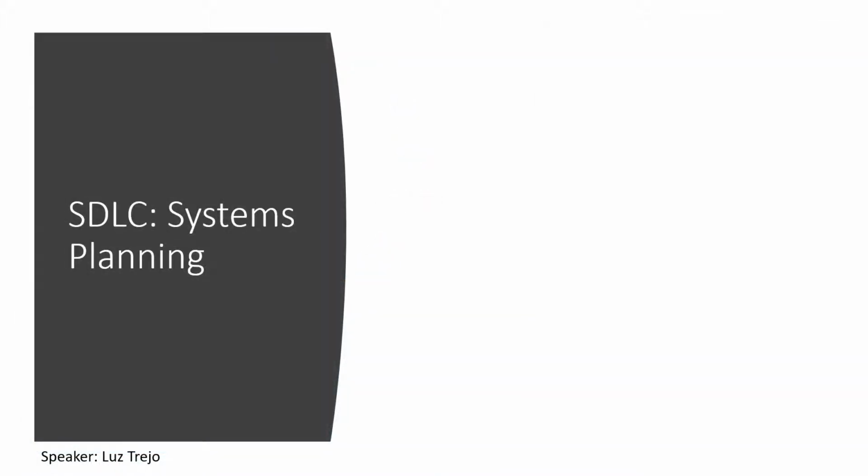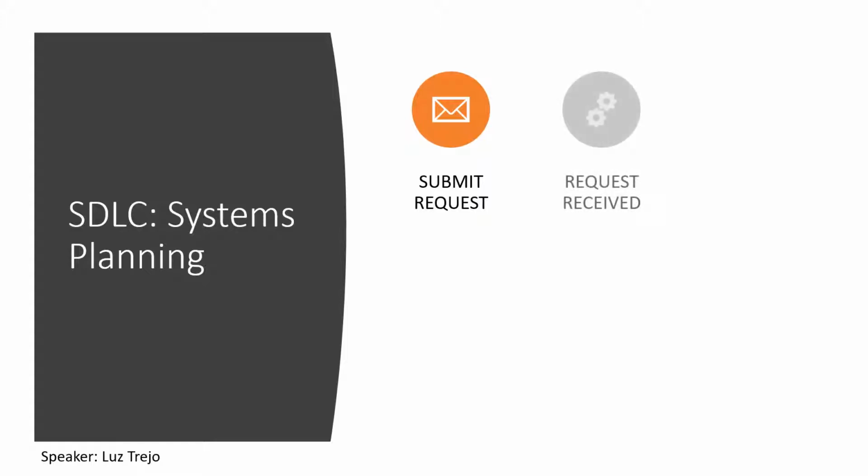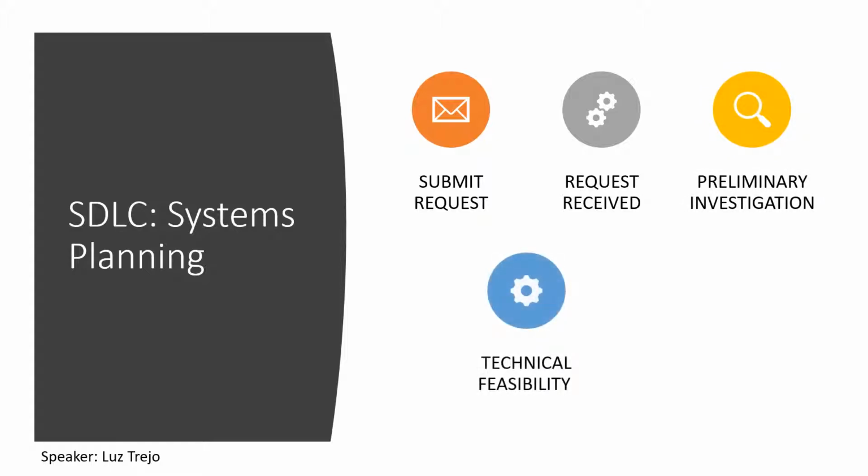In the first stage, system planning, a business will submit a system request based on the business needs. This request is received, and the preliminary investigation begins to find out if the request is feasible. The technical feasibility determines if the required technology, IT infrastructure, and resources currently exist in the organization or can be developed or acquired to solve the business problem. The economic feasibility determines if the project is an acceptable financial risk and if the company can afford the expenses and time needed to complete the project.